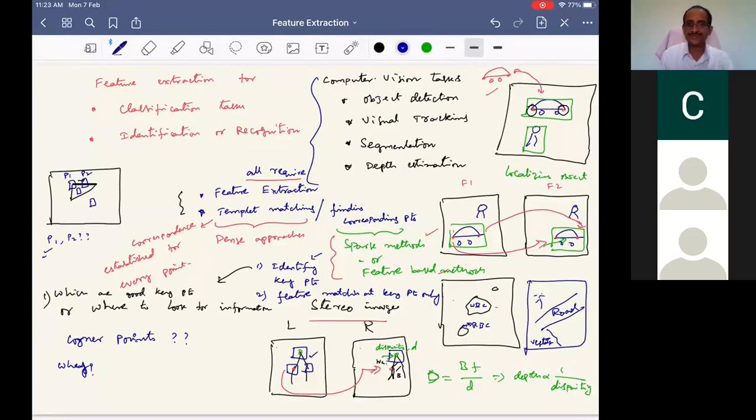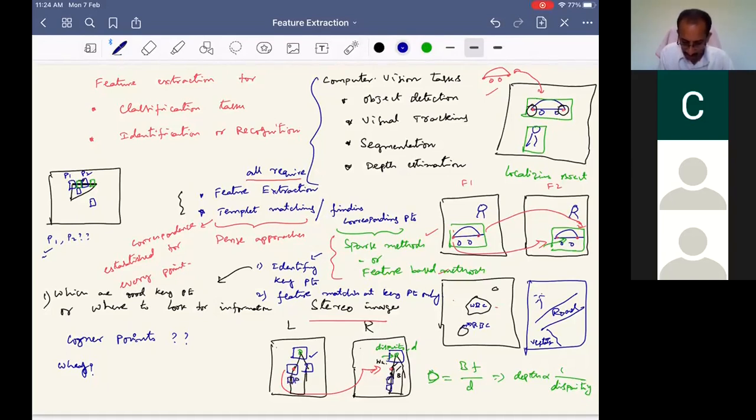Because along the edge, at P2, there will be zero intensity change along the edge direction, whereas a corner gives high intensity change in all directions. If I want to match P2, it cannot be matched uniquely. It can be matched with any of these other points as well. Between two templates, this edge point can be matched with this point, or this point, and so on.